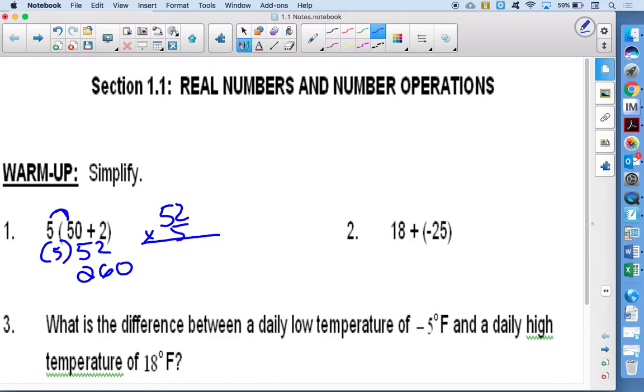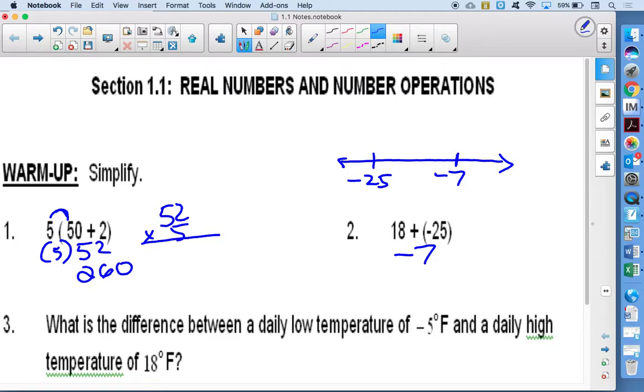Okay, 18 plus negative 25. The way that I look at it is if I'm on a number line and I'm at negative 25, okay, I know I have to go over in a positive direction because it's positive 18 on the number line, and that's going to take me all the way to negative 7. All right, or you can do it in your calculator, use the parentheses. I like how they add right there. You get negative 7. We're good on number 2?